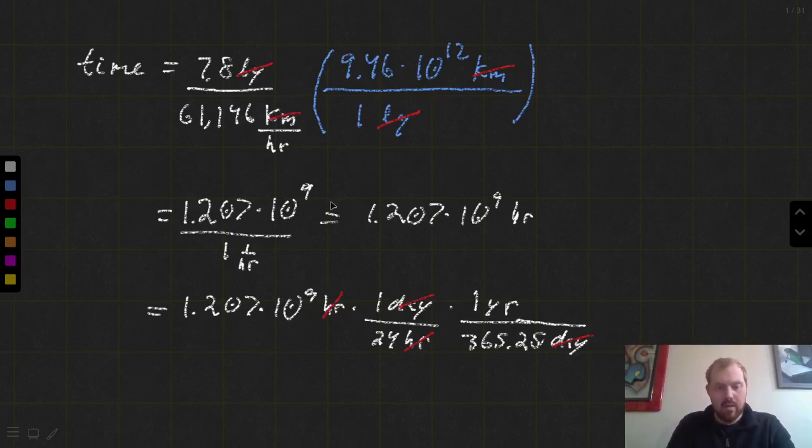And let's quickly pull up a calculator and do that. 1.207 e to the 9th times 1 divided by 24, times 1 divided by 365.25. I get 1.4 times 10 to the 5th years.